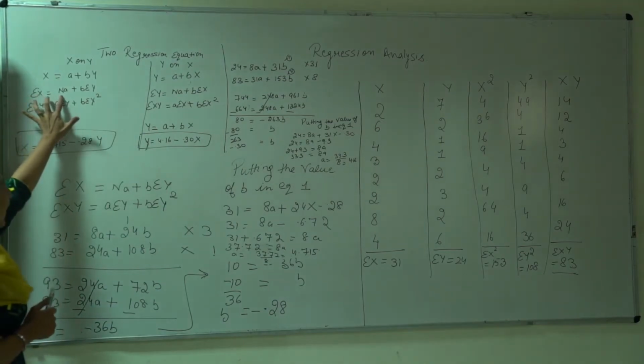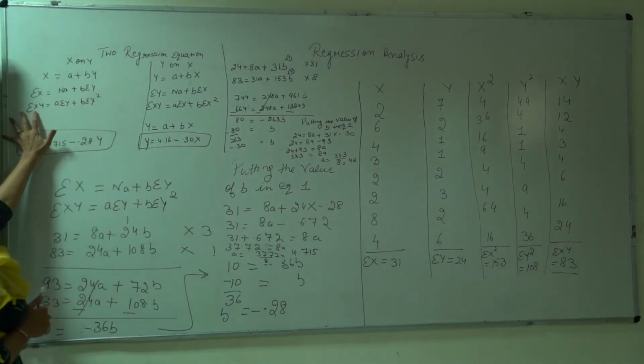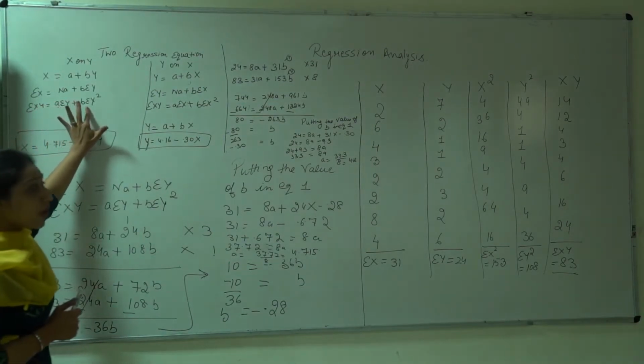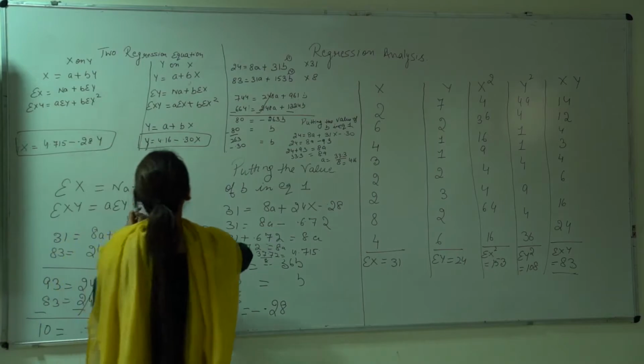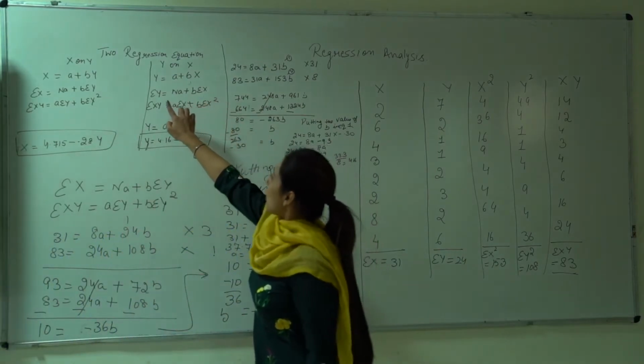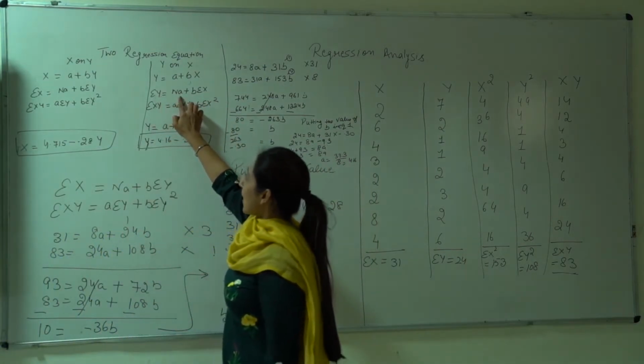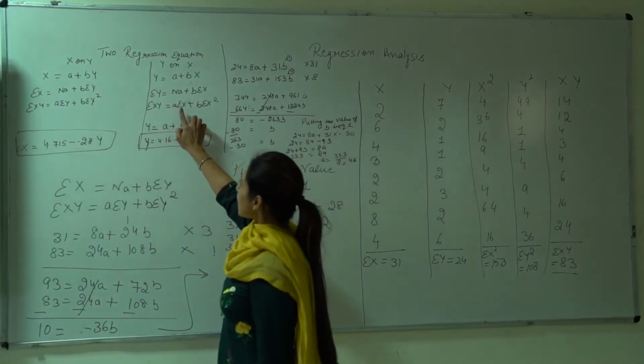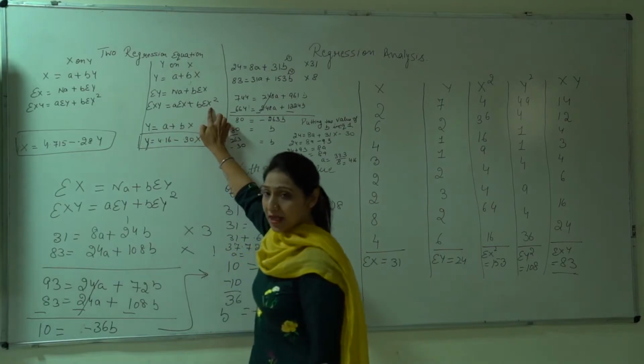To solve the equation of x on y, we will use these formulas: summation x = na + b summation y, and summation xy = a summation y + b summation y square. Similarly, for y on x, the equations will be summation y = na + b summation x, and summation xy = a summation x + b summation x square.